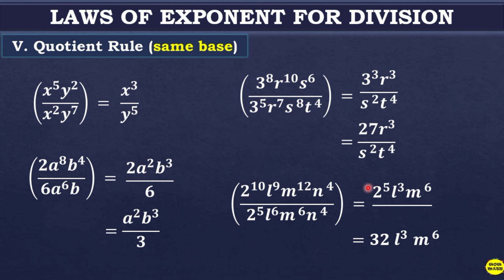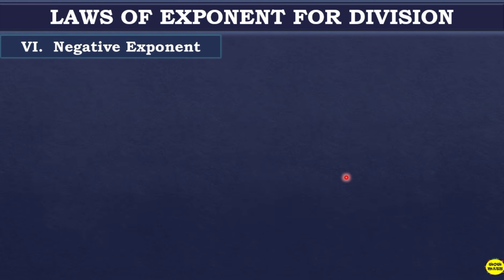So since nasa numerator siya lahat at walang naiwan sa denominator, hindi po natin kailangan maglagay ng 1. Pero kung nasa denominator to, let's say for example, at walang naiwan sa taas, yun, maglalagay po tayo ng 1. Okay? And the last one, the negative exponent.